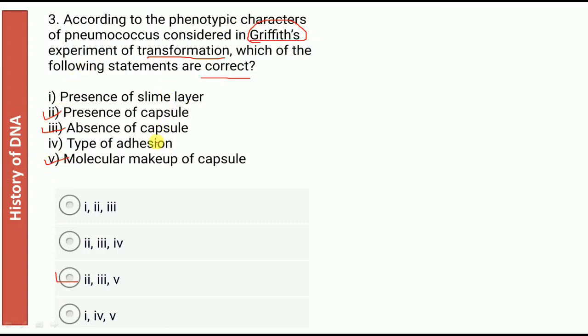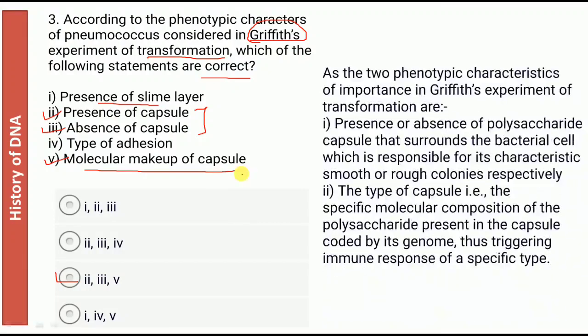So we'll look at all the options. What is the Griffith experiment? The presence of a slime layer, as we all know, was not considered. In this experiment, the major part was the presence or absence of the capsule, which resulted in the smooth, S, and the rough, R, types. Then it was the molecular makeup of the capsule which was able to differentiate. So coming to its explanation.